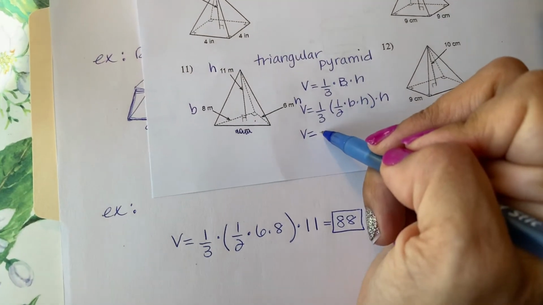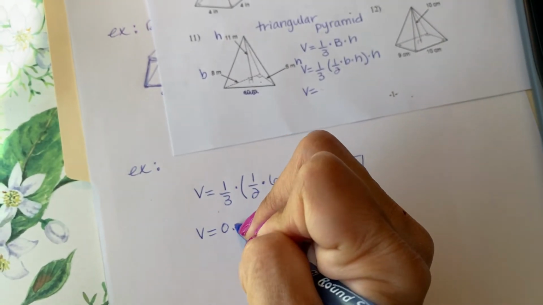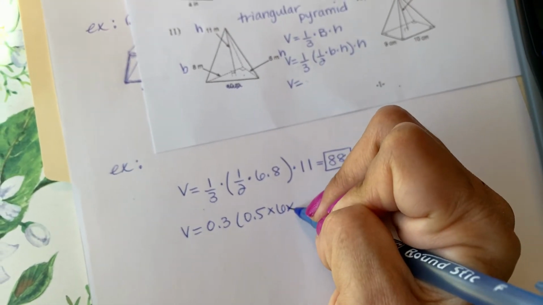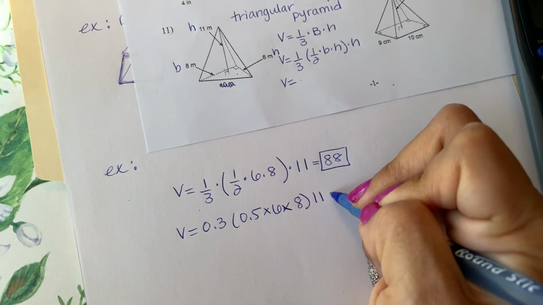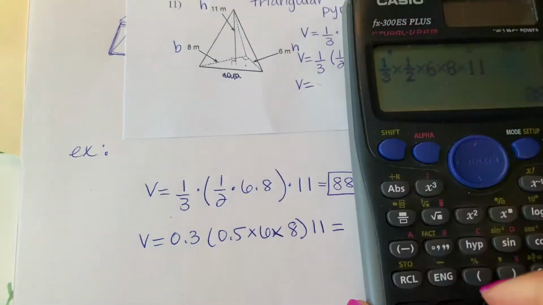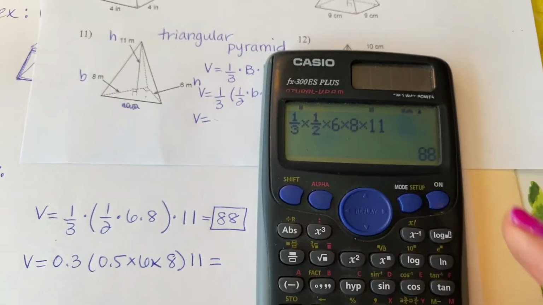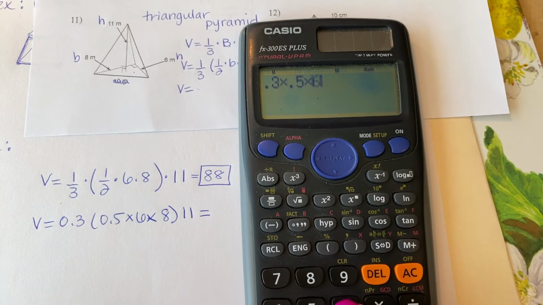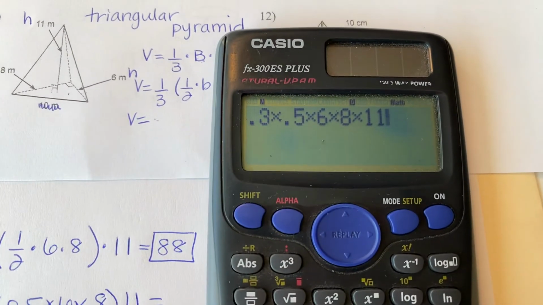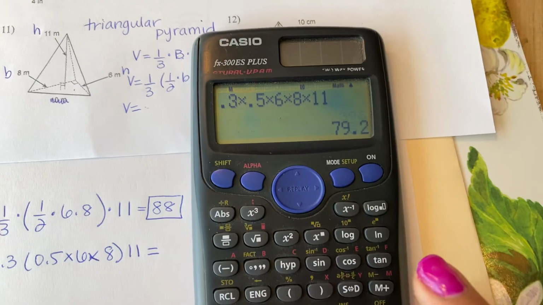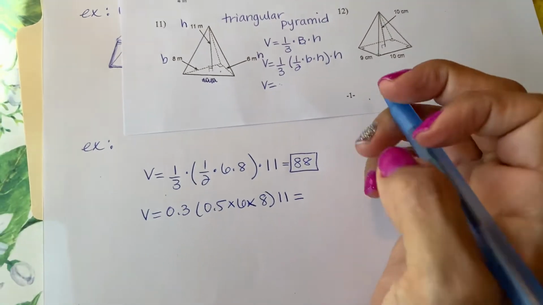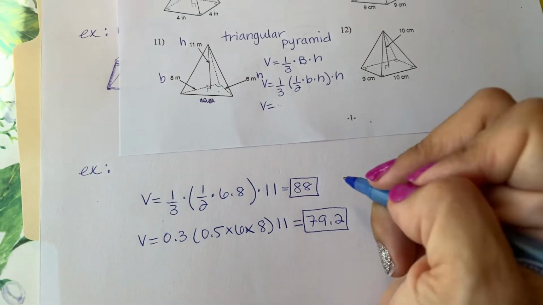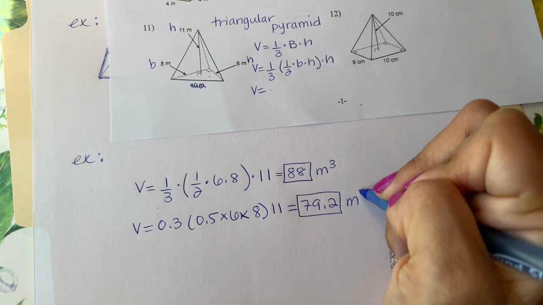What if you want to use the decimals? Say you don't want to use the 1/3 and the 1/2: 0.3 times 0.5 times 6 times 8 times 11, and you get 79.2. So 79.2, and I'm forgetting my units, which is meters cubed. We'll just throw that on the outside.